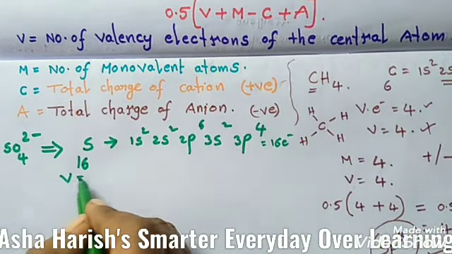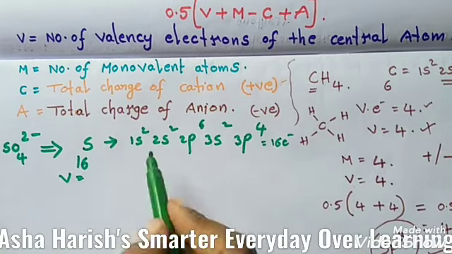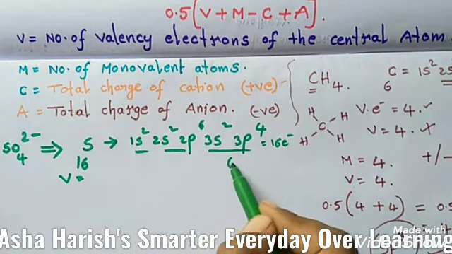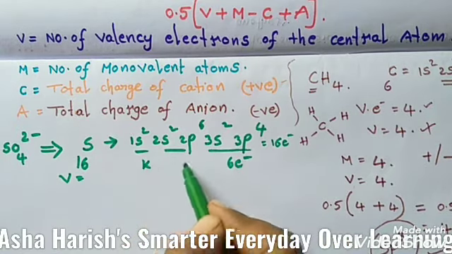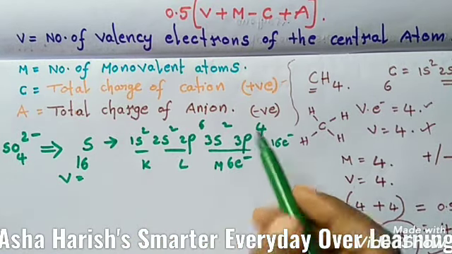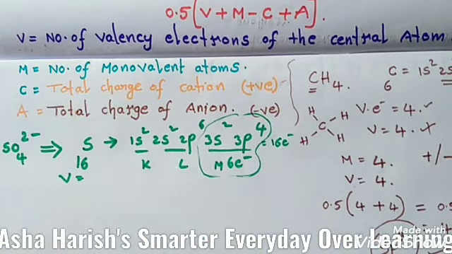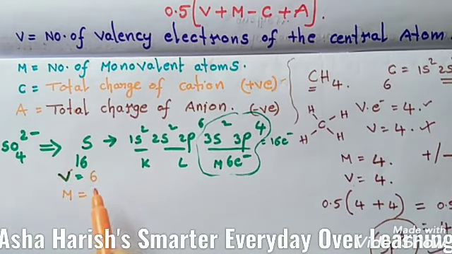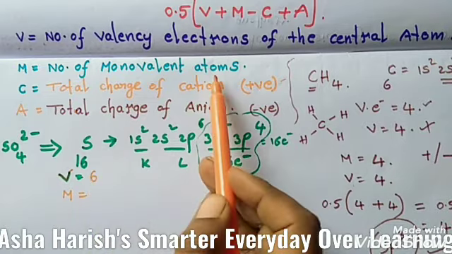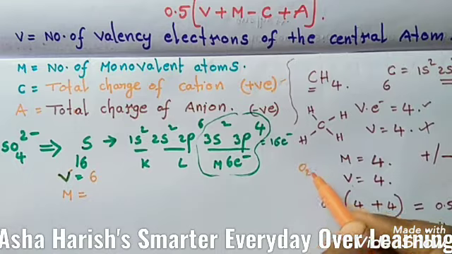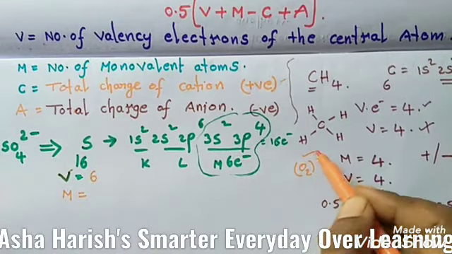Here V is equal to the valency electrons in this sulfur. So these are the valency electrons. This is the K shell, L shell and M shell. This is the last shell, nothing but the valency shell. So it has how many electrons, students? 6 electrons. V is equal to 6 here and M is equal to the monovalent atoms. Here is oxygen, so oxygen exists as O2, so it is a divalent atom.